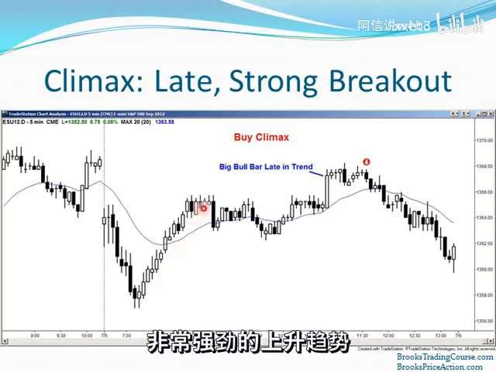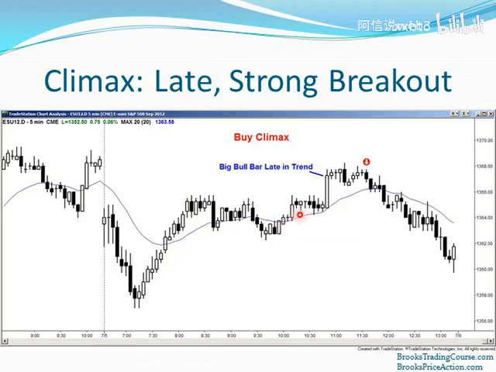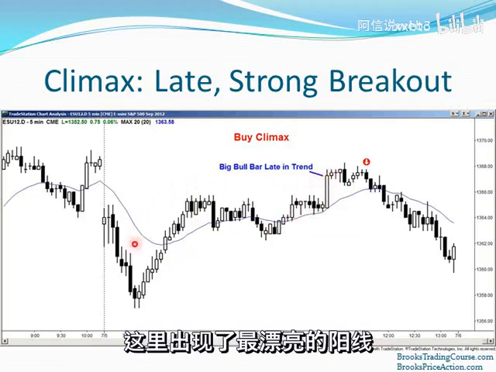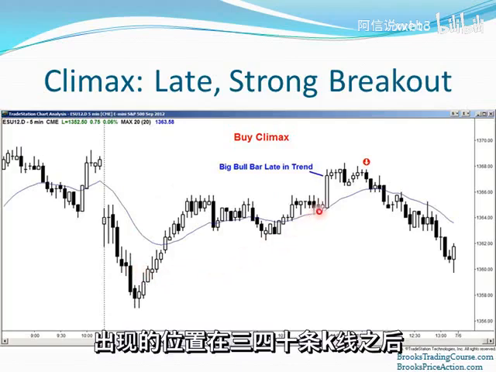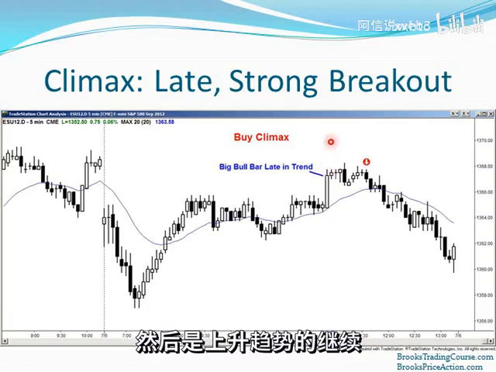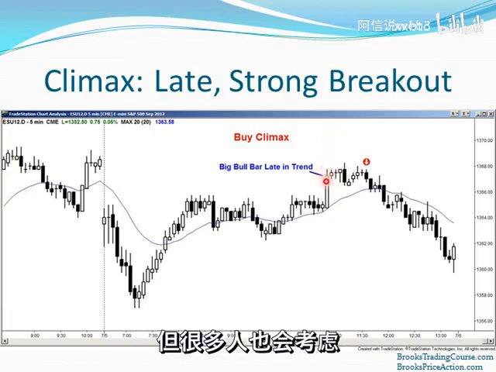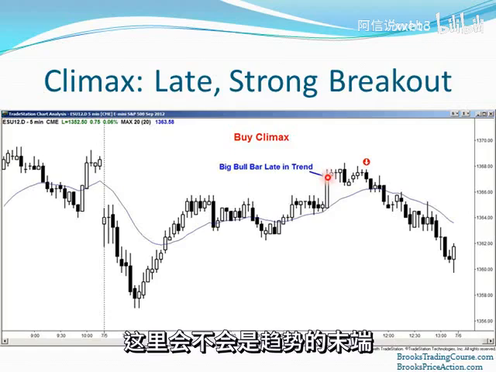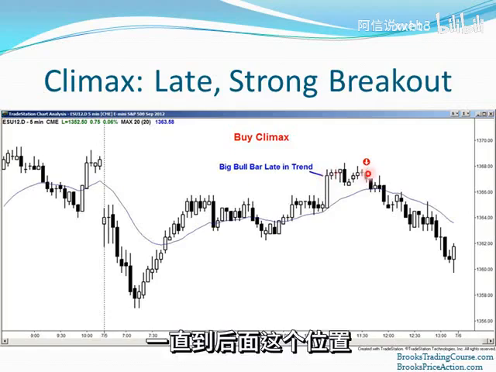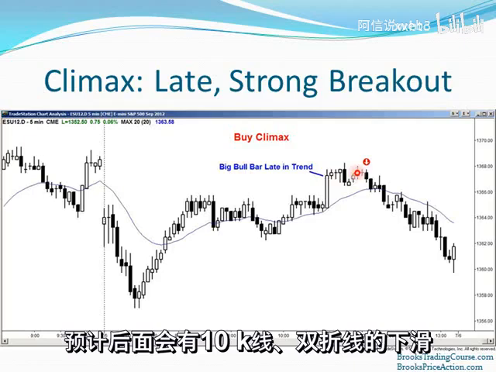Here's an example, a very strong bull trend, and the trend's trying to resume, and we have the best looking bull bar of the entire trend occurring 30 or 40 bars into the trend. It might lead to a breakout and a resumption, but a lot of traders will wonder if it's an exhaustive end of the trend. So a lot of bulls will start taking profits on the close of this bar all through here. Bears will wonder if it's the end of the trend as well, and they'll start to short, expecting at least 10 bars and 2 legs down.